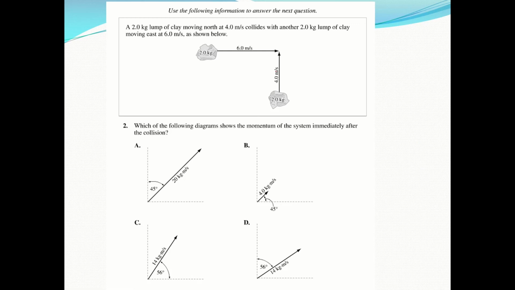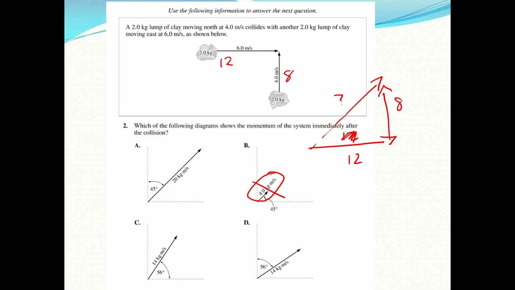Okay, one last one. Lump of clay moving north. Find the momentum of that. 2 times 6 is 12. 8 times 4 is 8. And it's easy. Just got to take those, add them tip to tail. So that's 12. That's 8. That's my overall. Right? And if we Pythagoras it, it's not going to be 4 because that's subtracting it. It's not going to be 20 because that's just adding it. That doesn't make any sense.